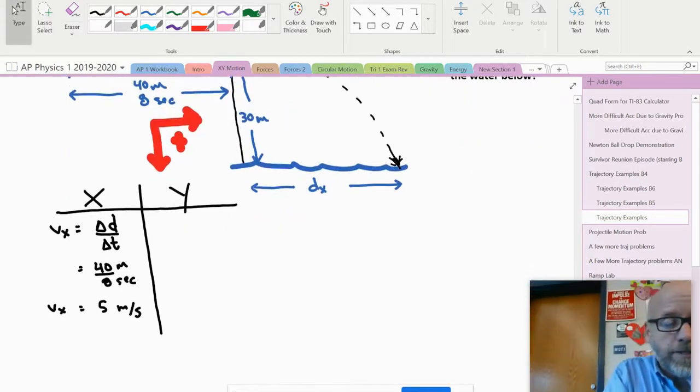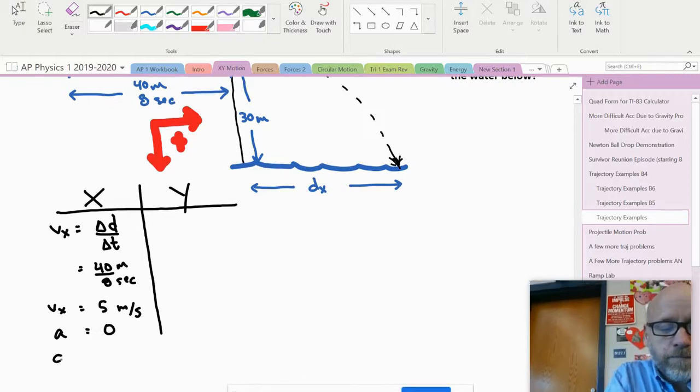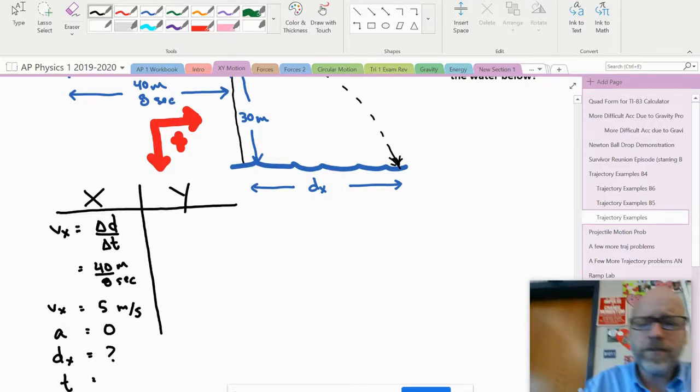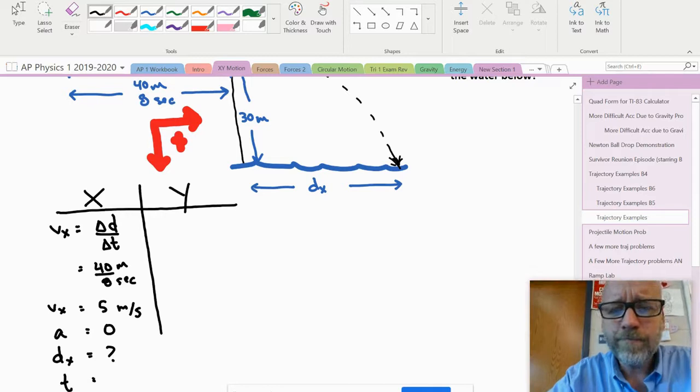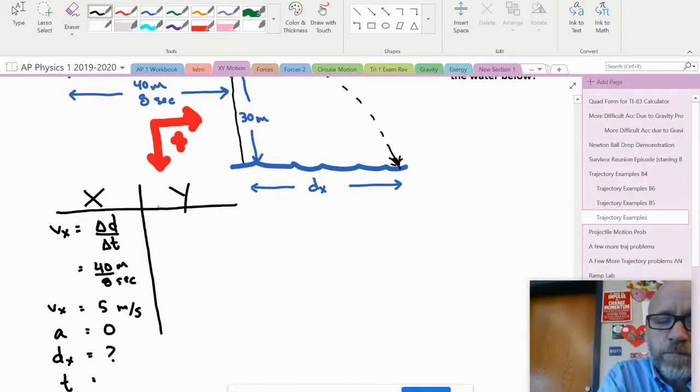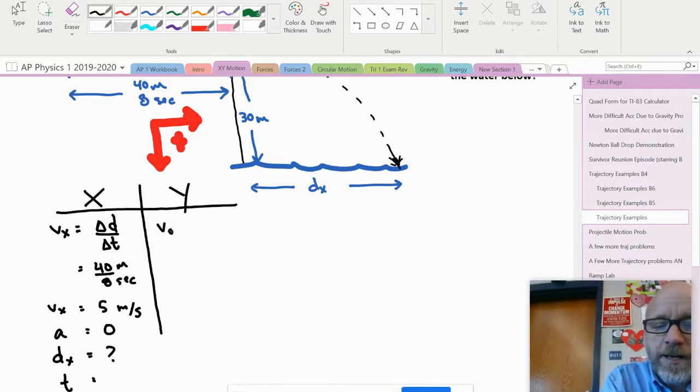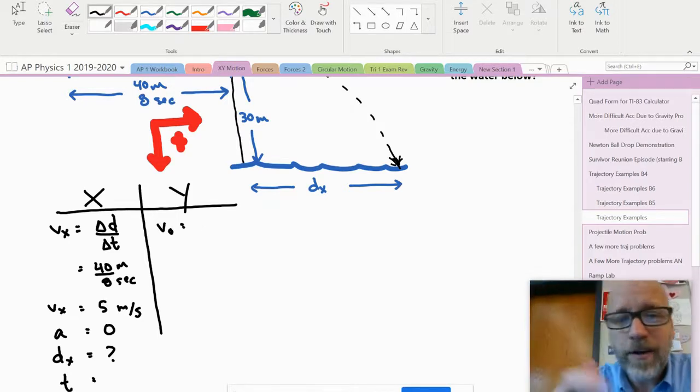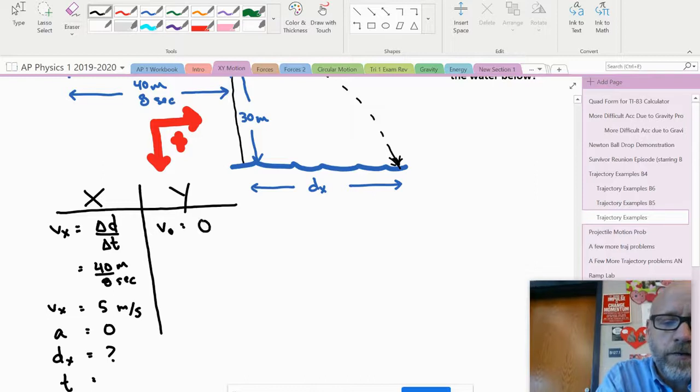Now, if I know the velocity, I know that the acceleration is 0. I'm looking for distance, and I don't know the time either. But as Bob Crowley taught us, I can find the time using the Y direction. In the Y direction, the initial velocity that she leaves the cliff with is 0 because she's going off perfectly horizontally.